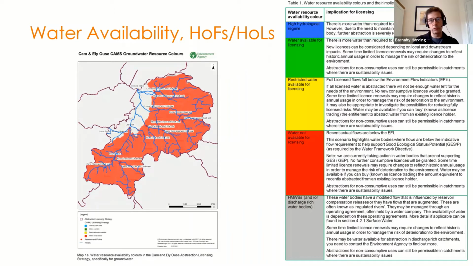And then you've got no water available for licensing in the red, where even at current abstraction rates, there's insufficient water for environmental flows in water bodies. But you still may possibly be able to get water by trading licenses in that circumstance.